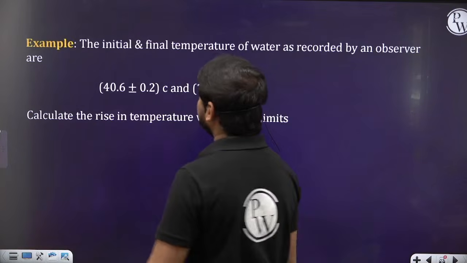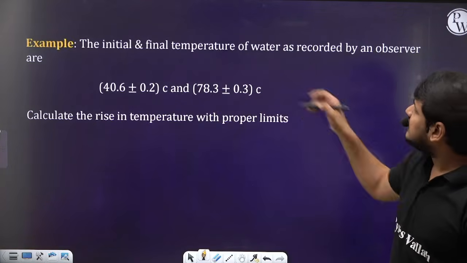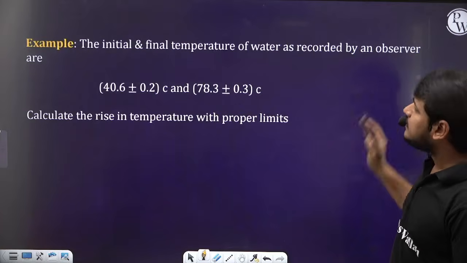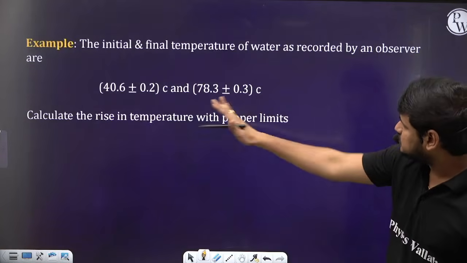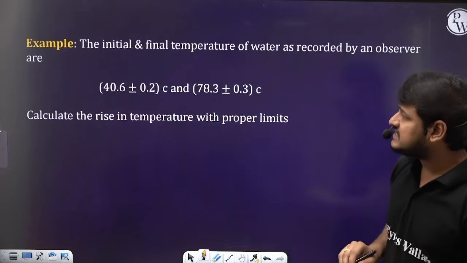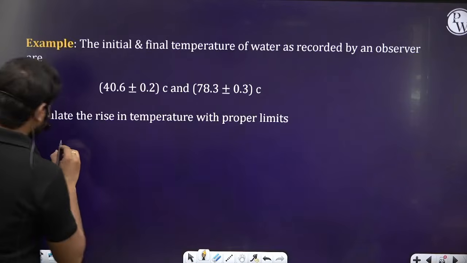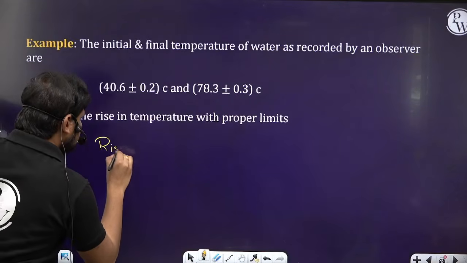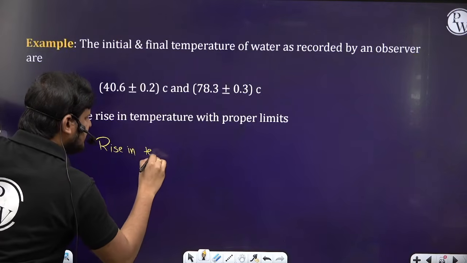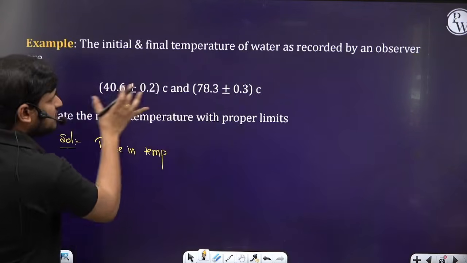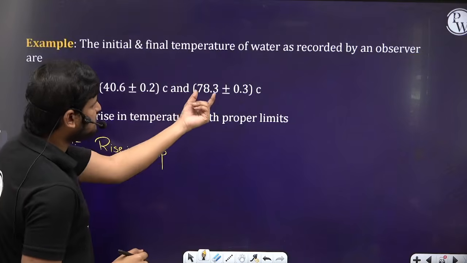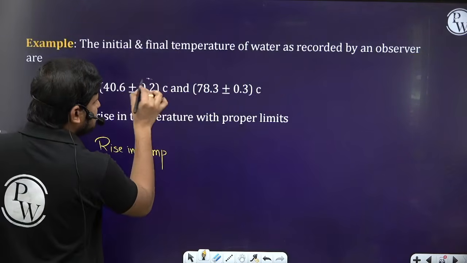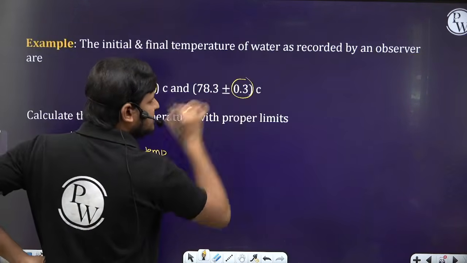Let me take the question. The initial and final temperatures of water recorded by an observer are these. Then calculate the rise in temperature. Simple thing, first the rise in temperature. First subtract the true values. What are the true values? See, these are the errors: 0.2 is an error, 0.3 is an error.